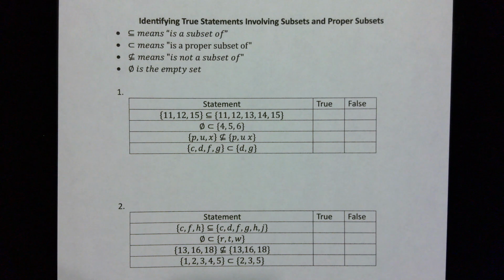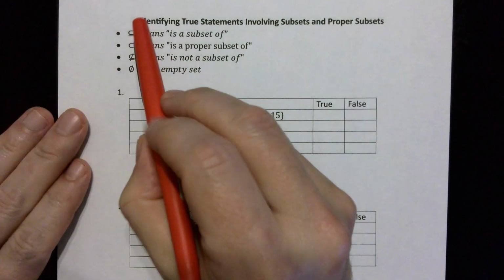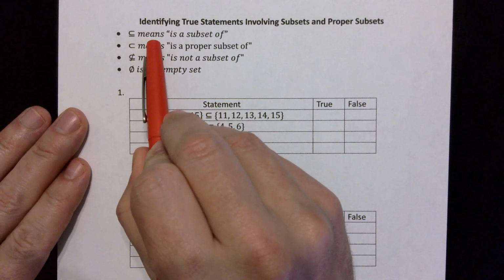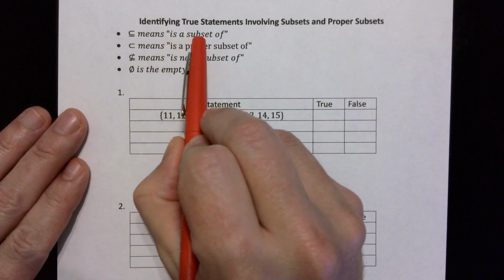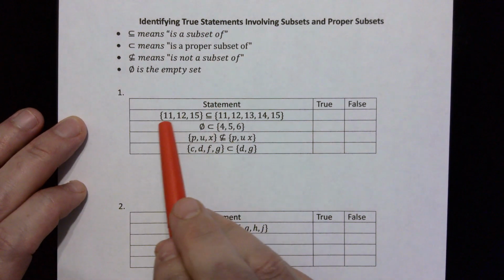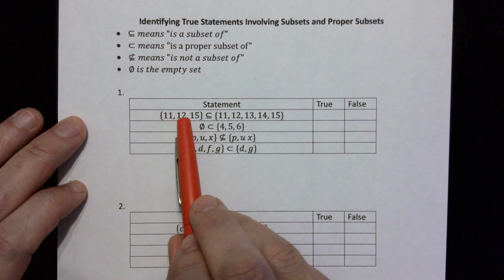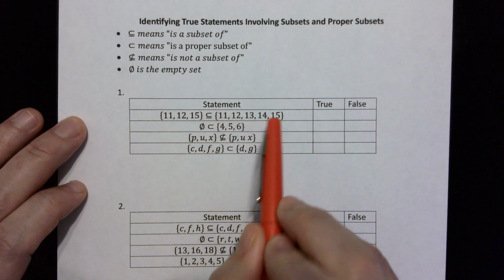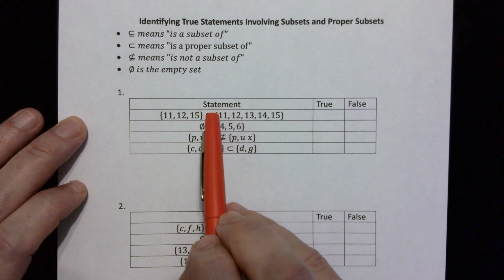In this video, we are going to be identifying true statements involving subsets and proper subsets. And I will tell you the meaning of those in just a second. So let's look at the notation first. This little sideways U with a line under it reads "is a subset of." So this one would read: 11, 12, 15 is a subset of 11, 12, 13, 14, 15.